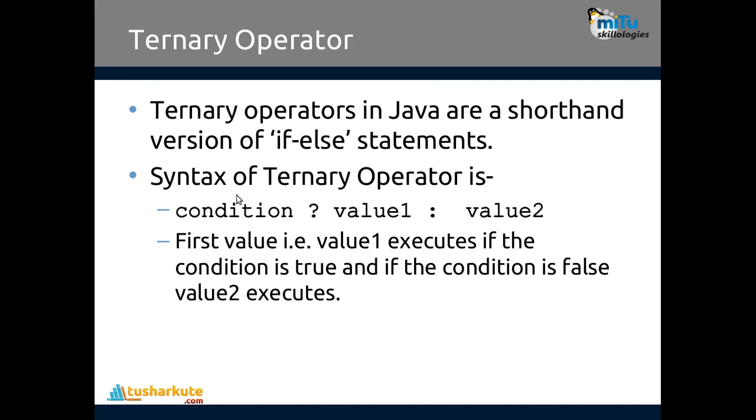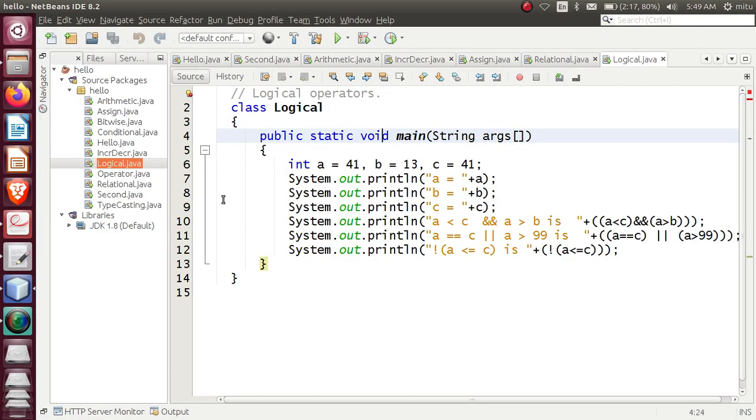Now how to use it? See, condition, then question mark and colon. This is a combination, a question mark and colon. Now if the condition is true, then this statement or value is evaluated, else this value is evaluated. Okay, the first value, that is value 1, is executed if the condition is true, and if it is not true, then value 2 is executed. So this is how the ternary operator performs. Let's go for the expression and how I use it. This is a conditional operator actually.